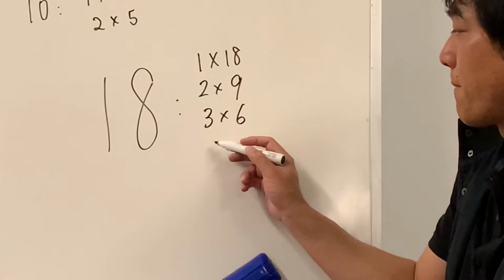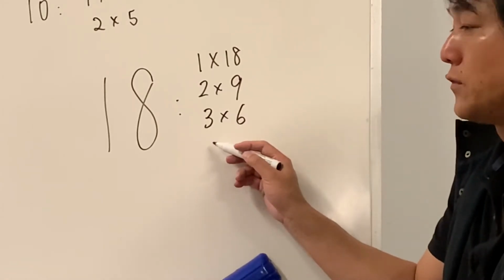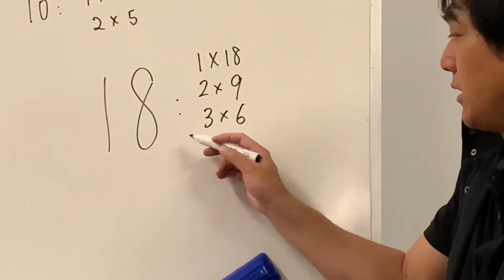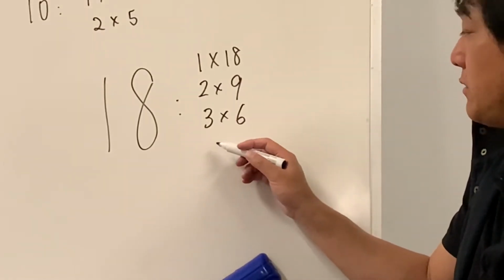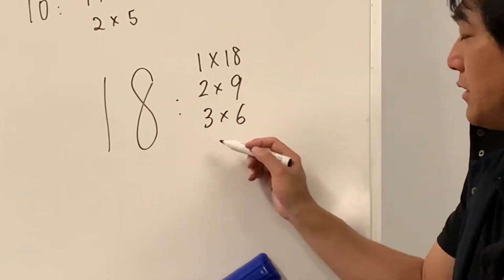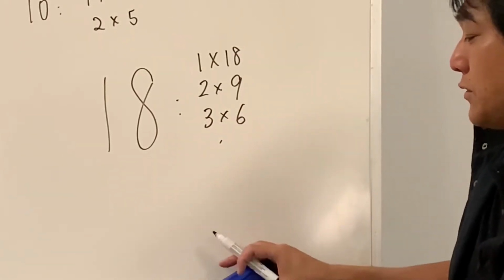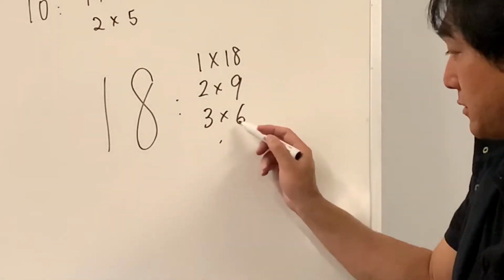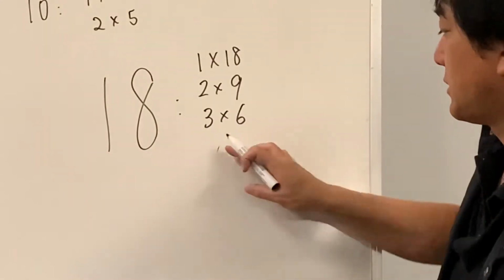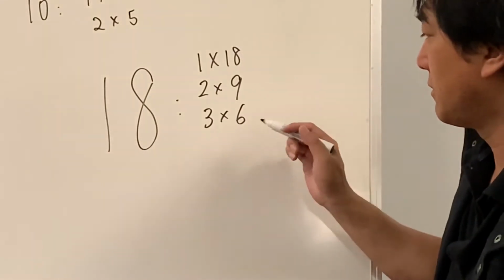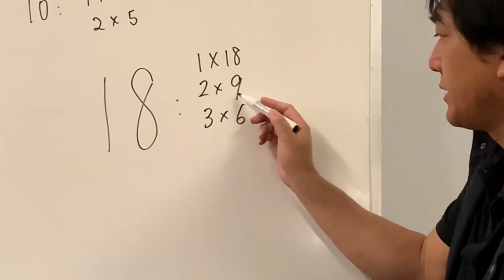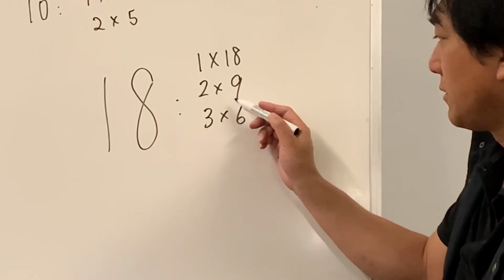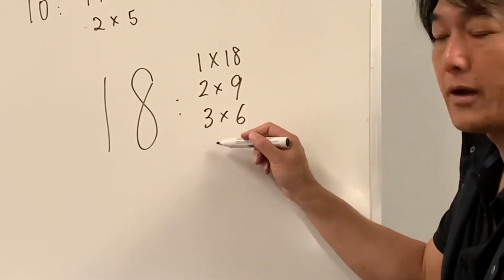Can I do 4? 1 4 is 4, 2 4 is 8, 3 4 is 12, 4 4 is 16, 5 4 is 20. I cannot make 18 with 4. 5, I shouldn't be able to, because multiples of 5 should end with 0 or 5. 6 times 3 is already here. 7, 8, 9 times 8, I cannot do 9s here. 10, 11, 12, 13, it takes a long time.